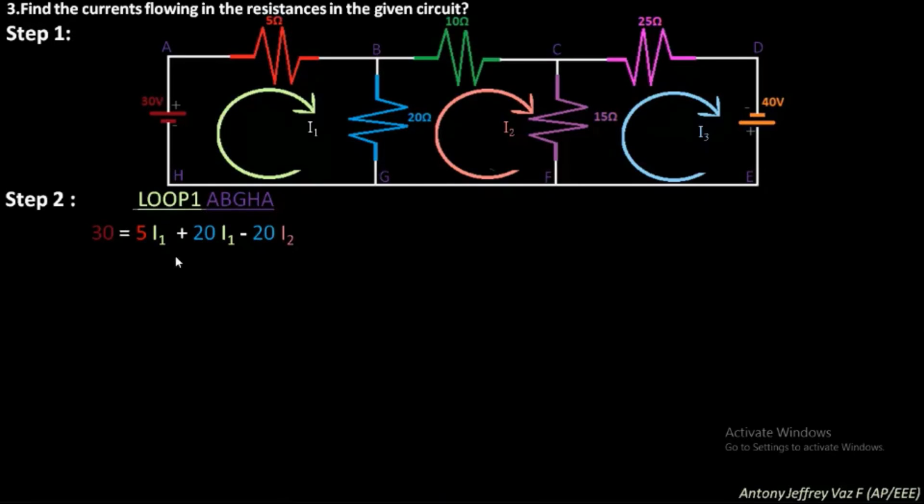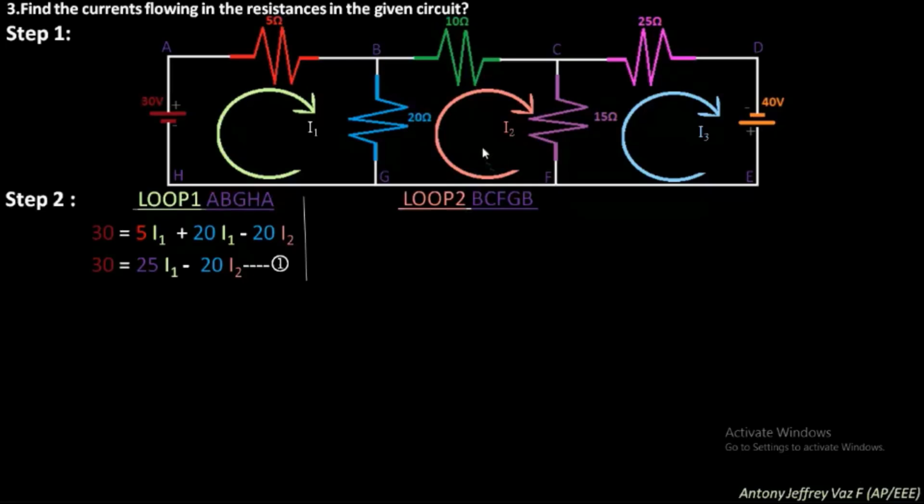The current I1 is in the B to G direction and the current I2 is in the G to B direction, so you are getting minus 20 I2. Now you simplify this equation. You will get 30 equal to 25 I1 minus 20 I2, which is equation number 1. Next, you need to find the equation for loop 2, which is B, C, F, G, B. This one is loop 2.